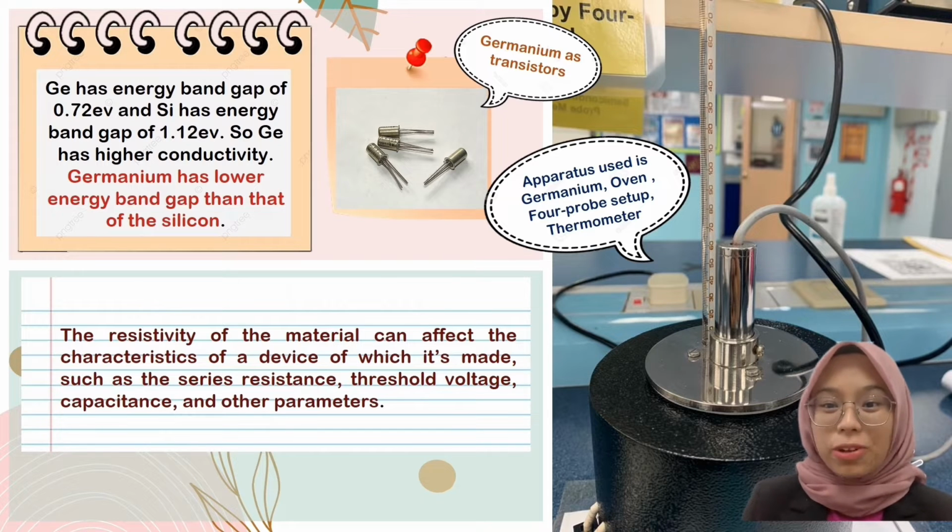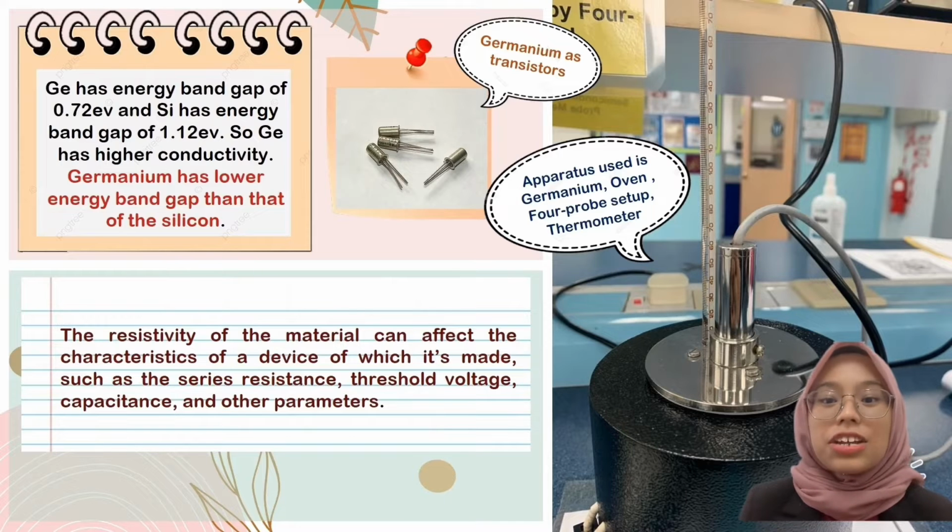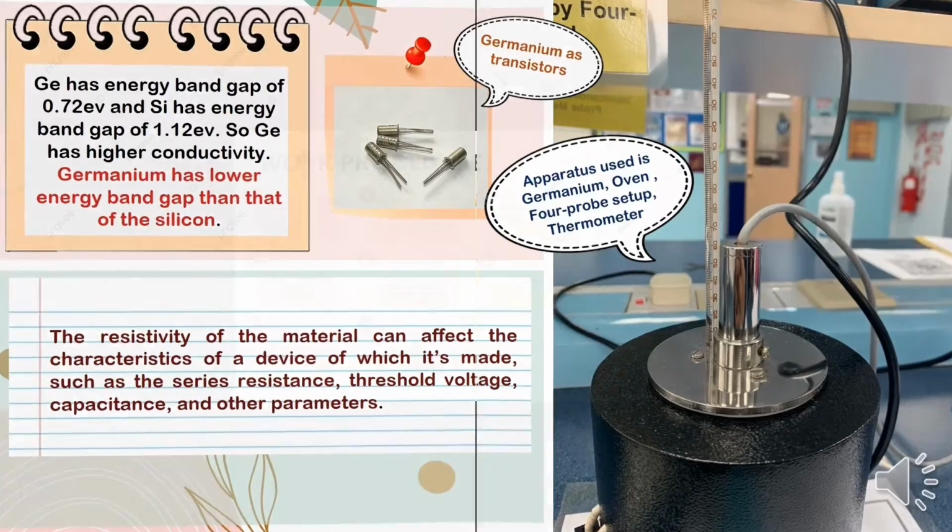What is the importance of measuring the resistivity? The resistivity of a material depends upon several factors, including the material doping, processing, and environmental factors such as temperature and humidity. The resistivity of the material can affect the characteristics of a device made from it, such as the series resistance, threshold voltage, capacitance, and other parameters.